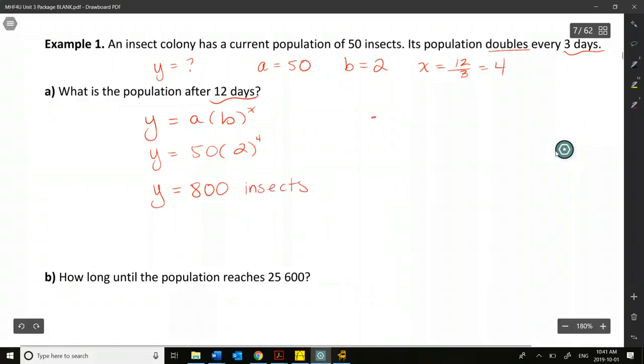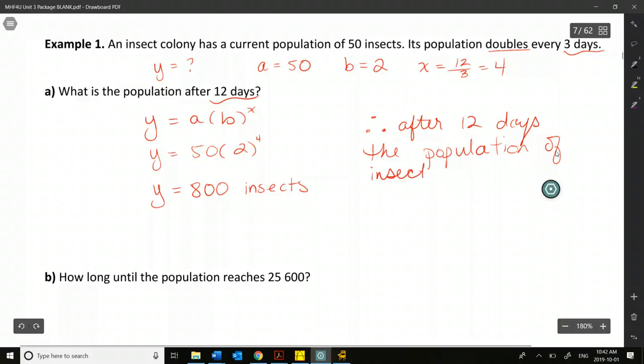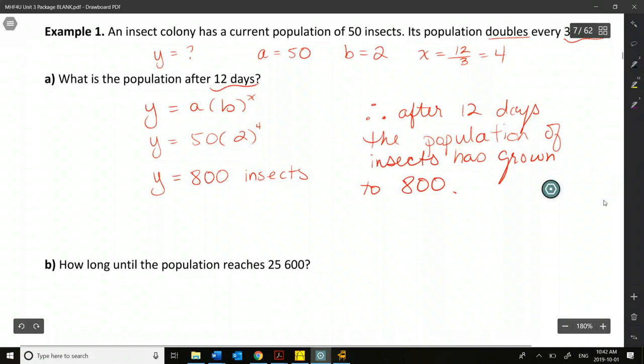Insects. So usually we end these off with an interpretation of our answer. So we'll say, therefore, after 12 days, the population of insects has grown to 800. Okay, any questions for that one?